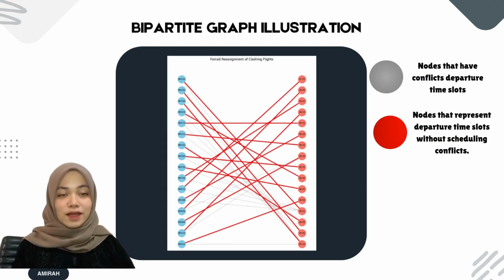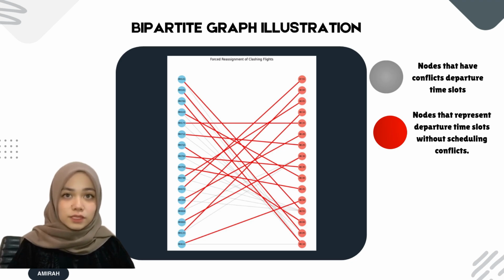Assalamualaikum, I am Nur Amira and I'll be presenting about the illustration of the bipartite graph. Figure 1 shows a bipartite graph that models the forced reassignment of clashing flights. On the left, we have the set of flights, each represented by a vertex with a specific flight code. On the right, we have the set of departure time slots, where each vertex represents a distinct time.